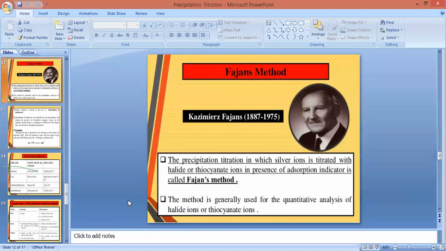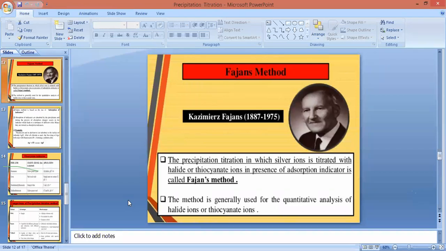In Fajans method of analysis, we determine the concentration of halide, either in the form of chlorine, bromine, or iodine. Thiocyanate concentration can also be determined by Fajans method. In the burette, there will be a standard solution of silver ions or a standard solution of ammonium thiocyanate. When we add 1 ml of standard solution of precipitating reagent from the burette to the contents in the conical flask, there is formation of precipitate between Ag and the halide present in the conical flask. So all of the analyte will get converted into precipitate form.